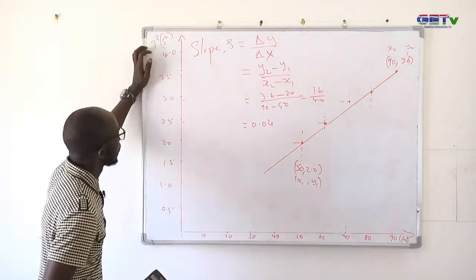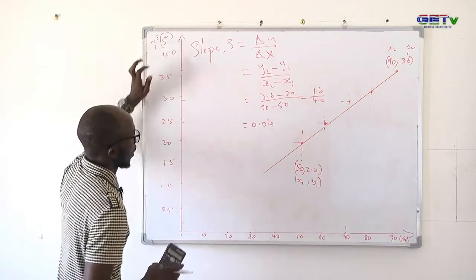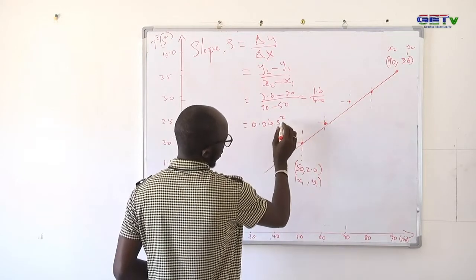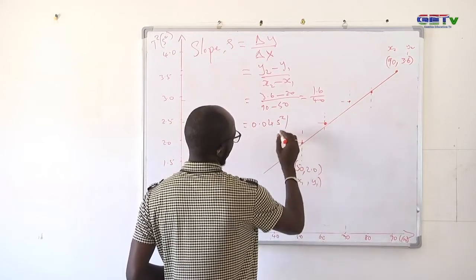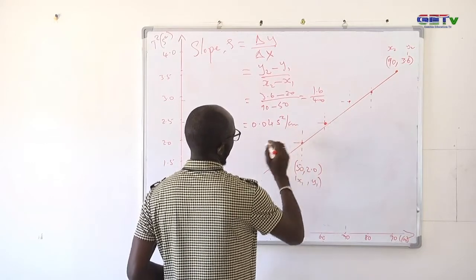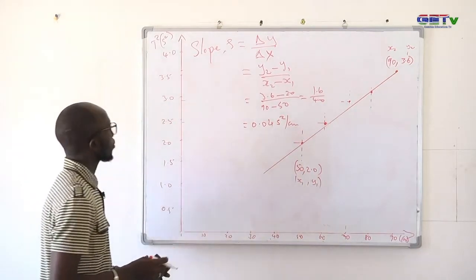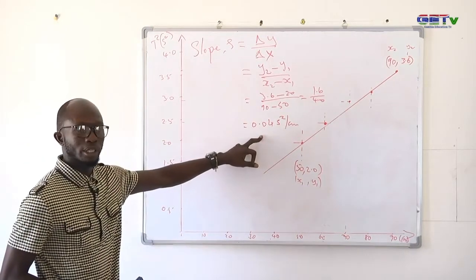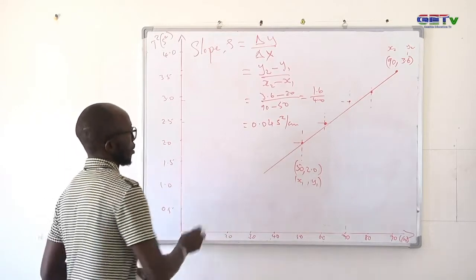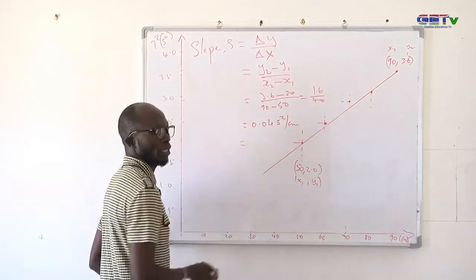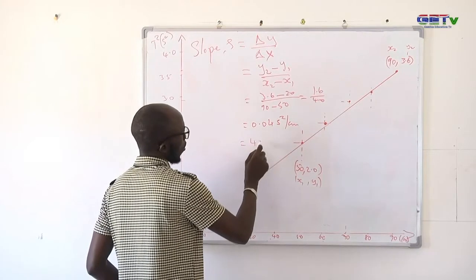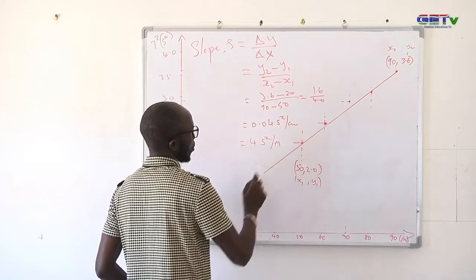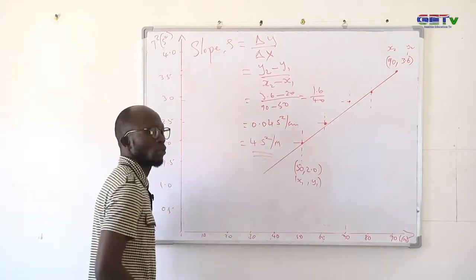Now remember, you're plotting t squared, which is seconds squared, per L, which is measured in centimeters. So what you need to do is to convert this to meters. If you convert this to meters, you just multiply it by 100. What you get is 4 seconds squared per meter. This is what you should get as your slope.